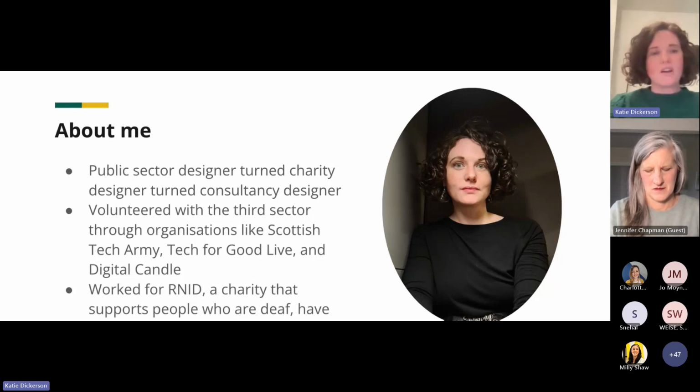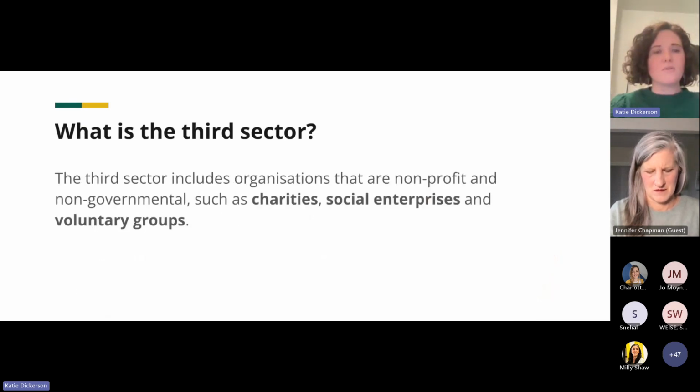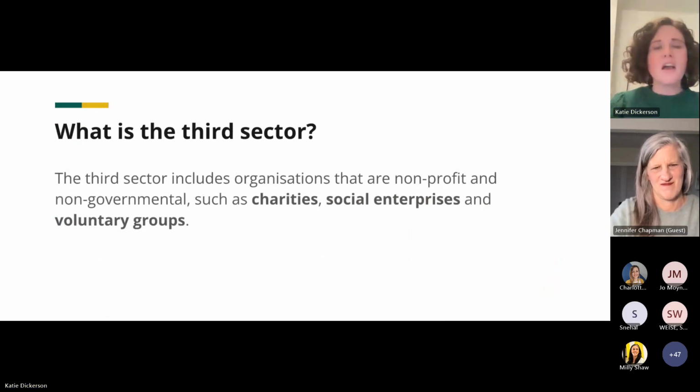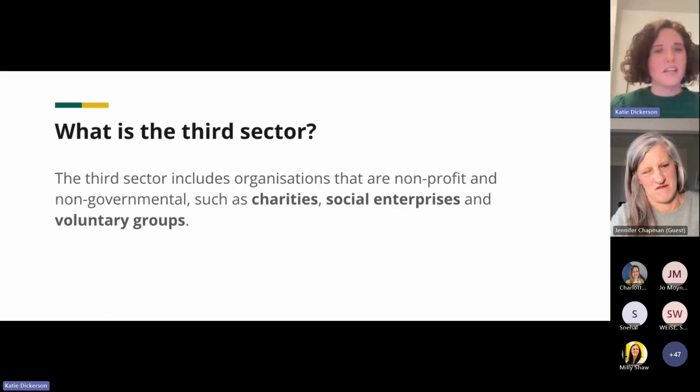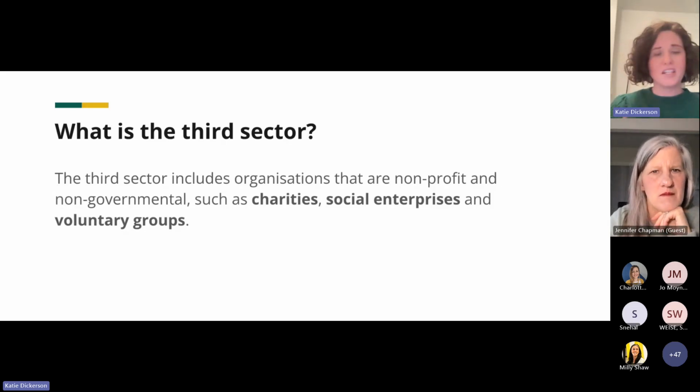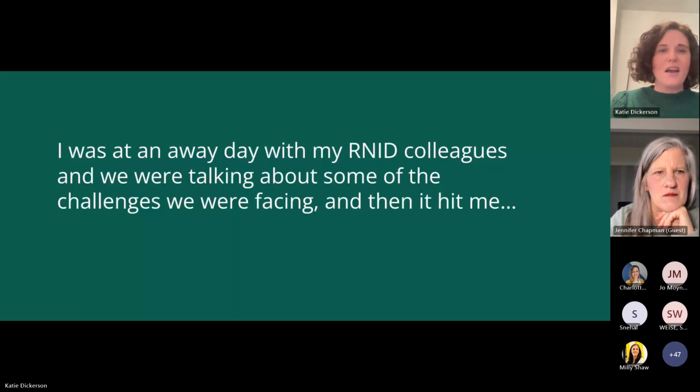And before going into this talk, I thought it would be important to say, what is the third sector? What do we mean by the third sector? So the third sector includes organizations that are nonprofit and non-governmental, such as charities, social enterprises, and voluntary groups. And I'm going to talk a bit about why I got so interested in third sector design in the first place.